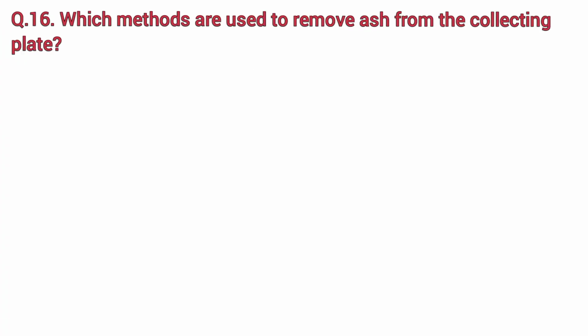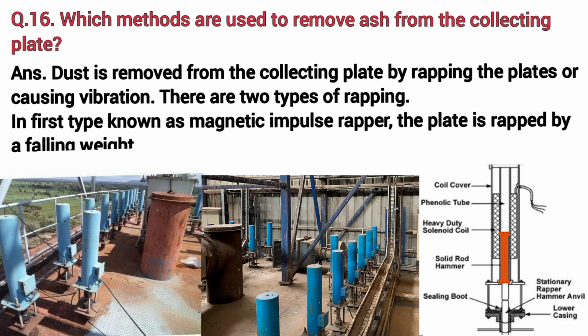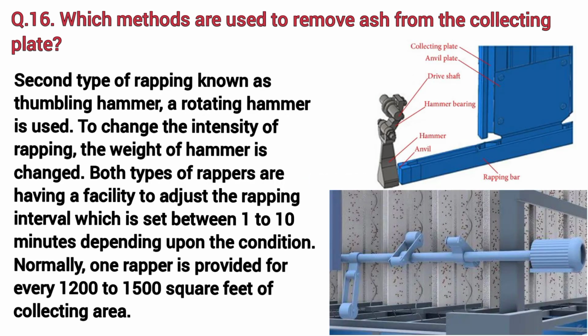Which methods are used to remove ash from the collecting plate? Dust is removed from the collecting plate by rapping the plates or causing vibration. There are two types of rapping. In the first type, known as magnetic impulse rapper, the plate is rapped by a falling weight. In the second type, known as tumbling hammer, a rotating hammer is used.